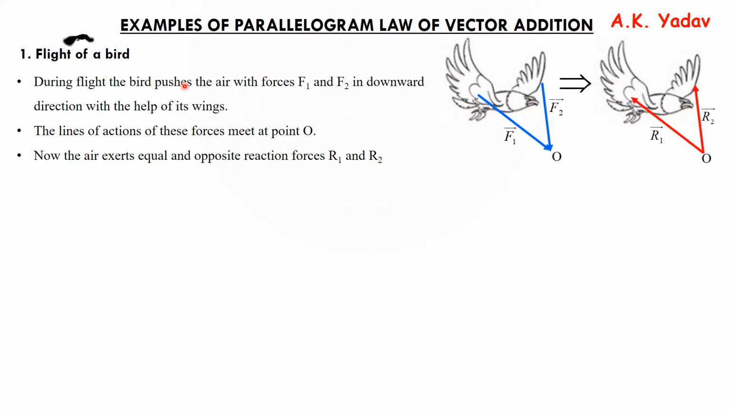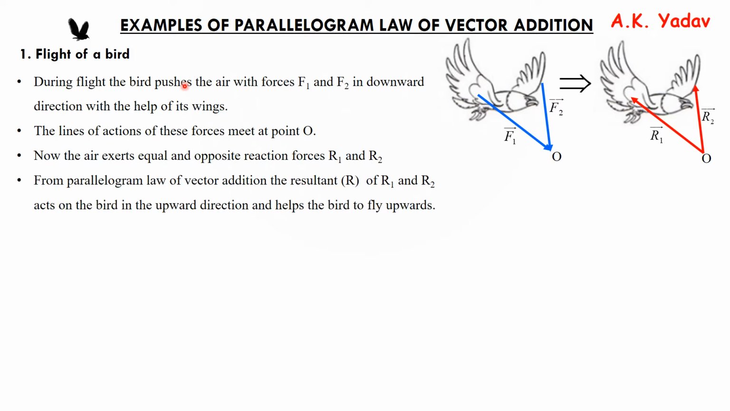So here I am representing the reaction forces by the red arrows. So it is R1 and R2. From the parallelogram law, the resultant of these vectors R1 and R2 acts on the bird in the upward direction with the resultant vector R, and it helps the bird to fly upwards.